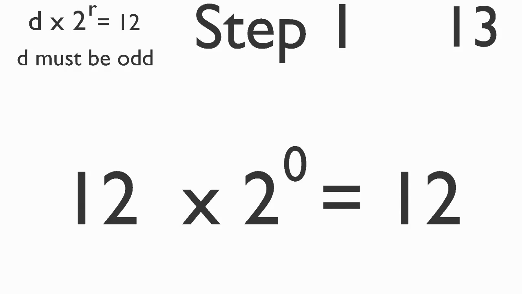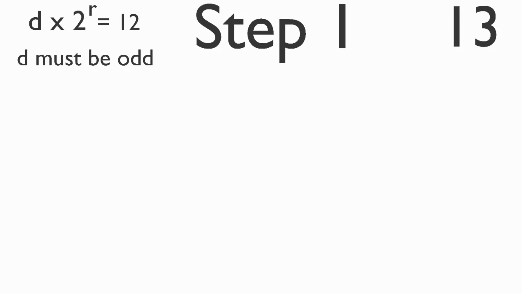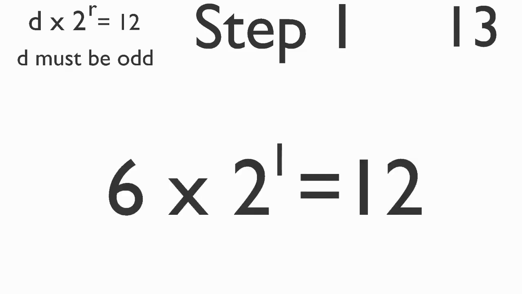The problem is that we need d to be an odd number, and right now it's 12. So our next step is to chop d in half, in other words, divide by 2, and then increase r by 1. When we divide d by 2 and increase r by 1, we're essentially dividing it by 2 and then multiplying it by 2. So that keeps things even. And we're still getting 12 as our answer.